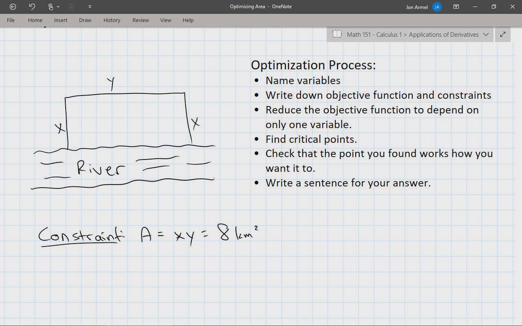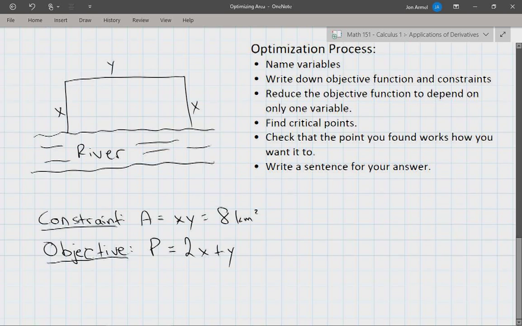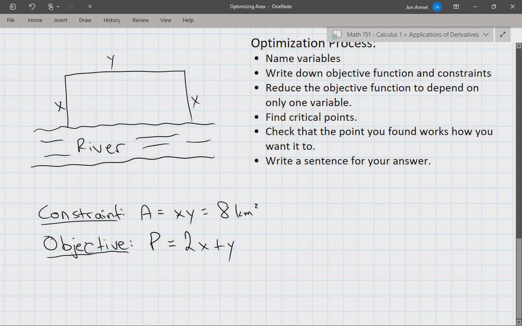Okay, so we have a constraint, and what are we trying to optimize? Oops, the objective function. What function are we trying to optimize? Well, we're trying to minimize the perimeter, right? So let's say we call that P equals, and what's the perimeter? Well, it's just going to be 2x plus y. Okay, so check.